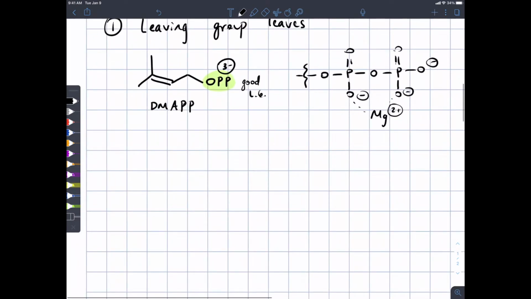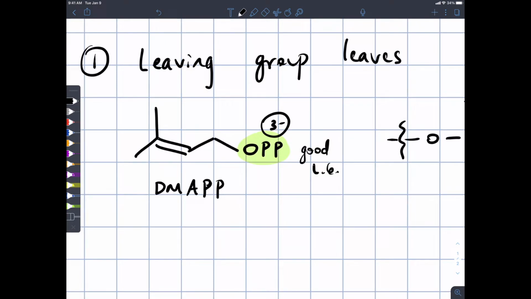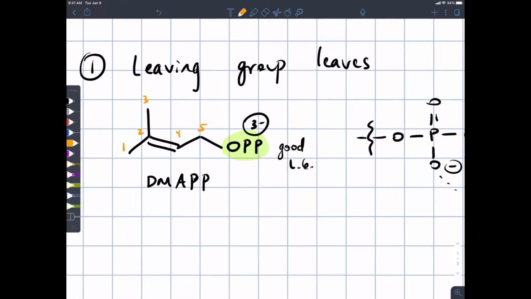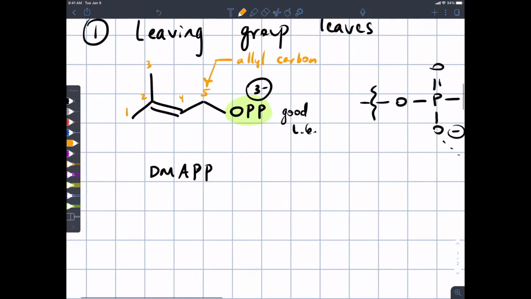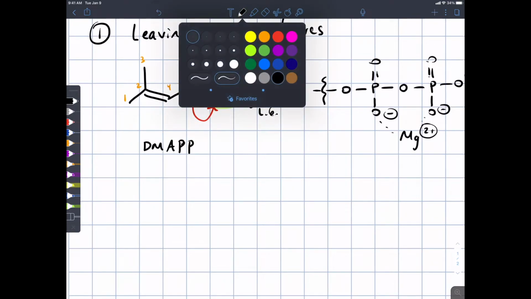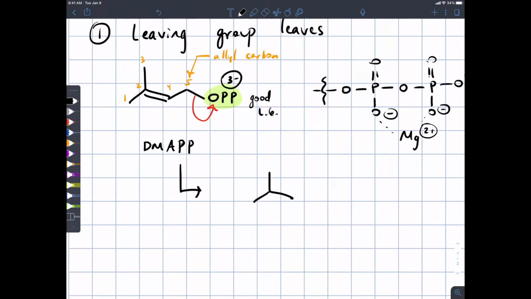And with that knowledge that that's a good leaving group, you might think, oh, it's on a primary carbon, so why am I saying the leaving group can leave? But that's not just any old primary carbon. That's an allyl carbon. Allyl leaving groups can leave SN1 style because the carbocations they leave behind are not primary carbocations per se. They are instead resonance stabilized allyl cations.